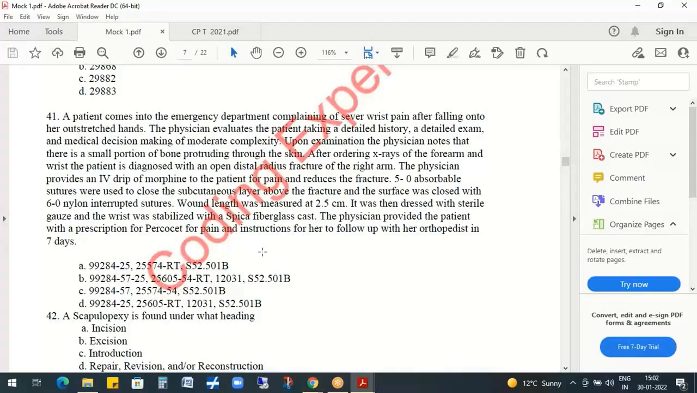What is the treatment? Open, sir. But here Dharna is not saying it in the document. Where is the open treatment here? The type of fracture is open. As I said, the type of fracture will never decide the type of treatment.